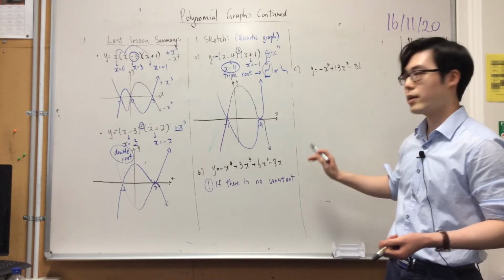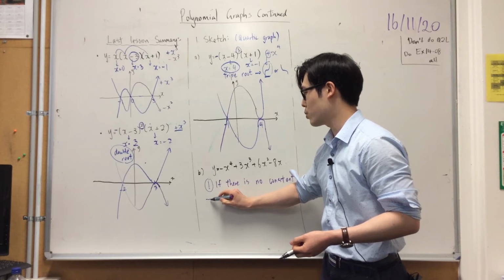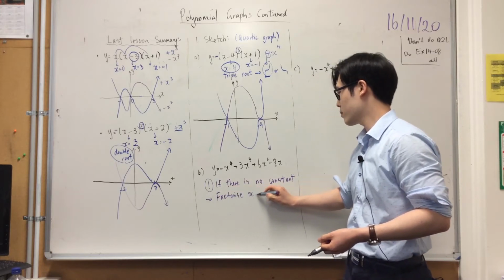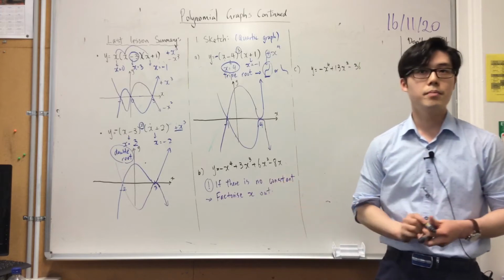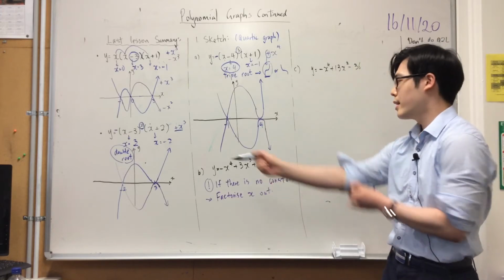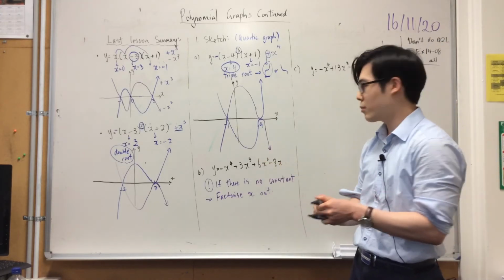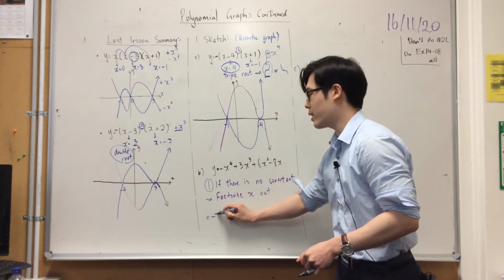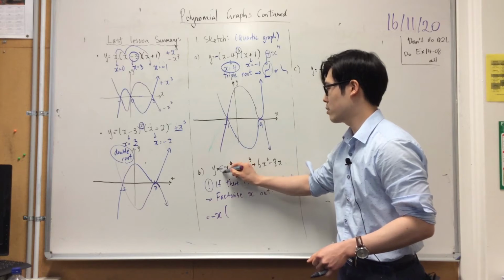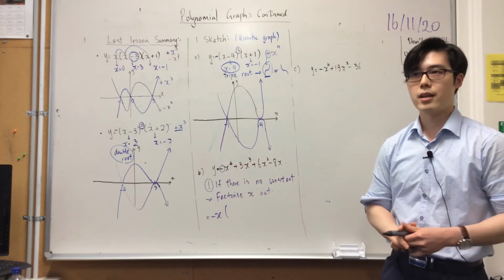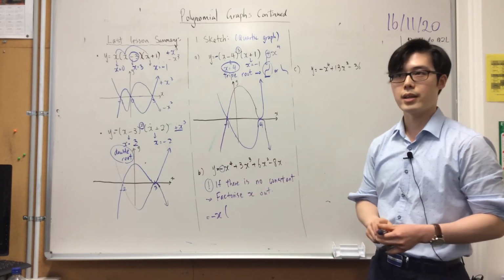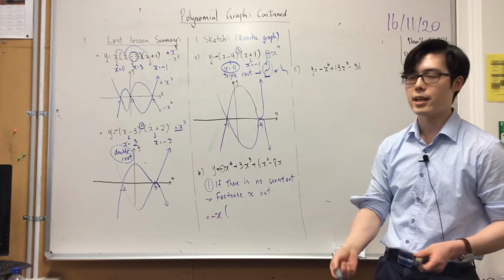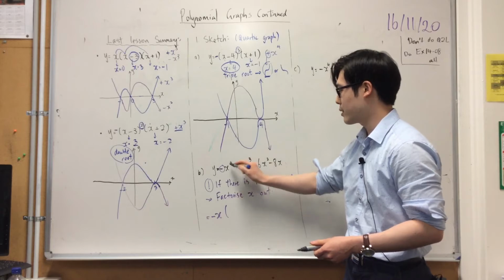So girls, if there is no constant, the first step you should always do is factorize x out. Because if I do that here, I will get a constant. I'm going to factorize x out, but I'm also going to factorize negative x out, because if the leading term has a negative, you also want to take that out. You don't want to have a negative inside the bracket, on the leading power.